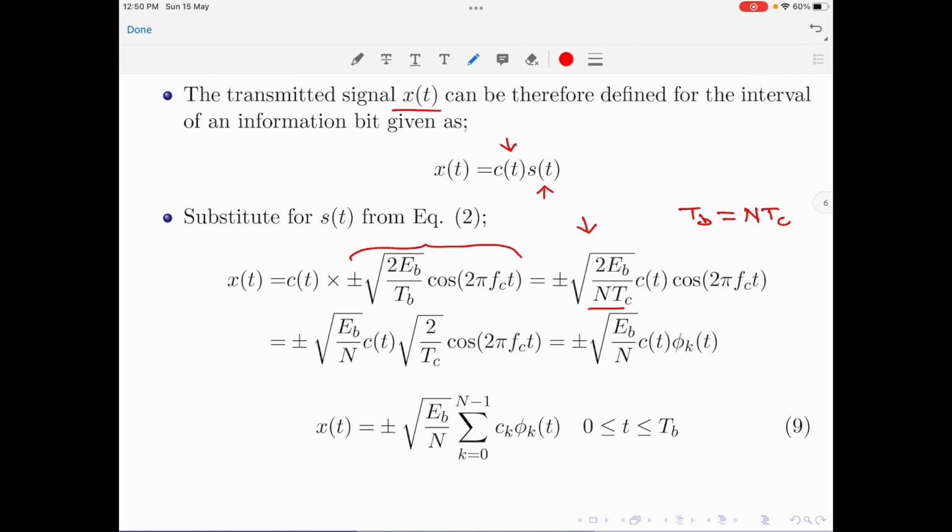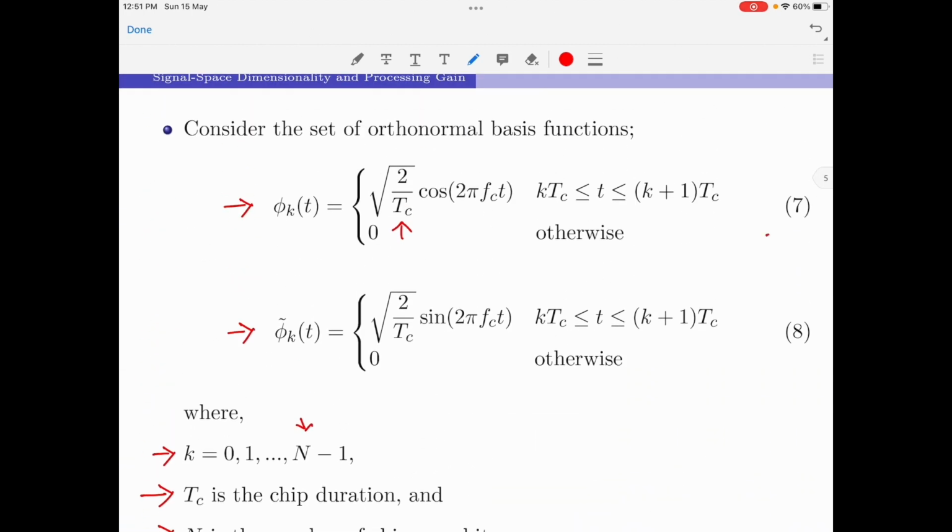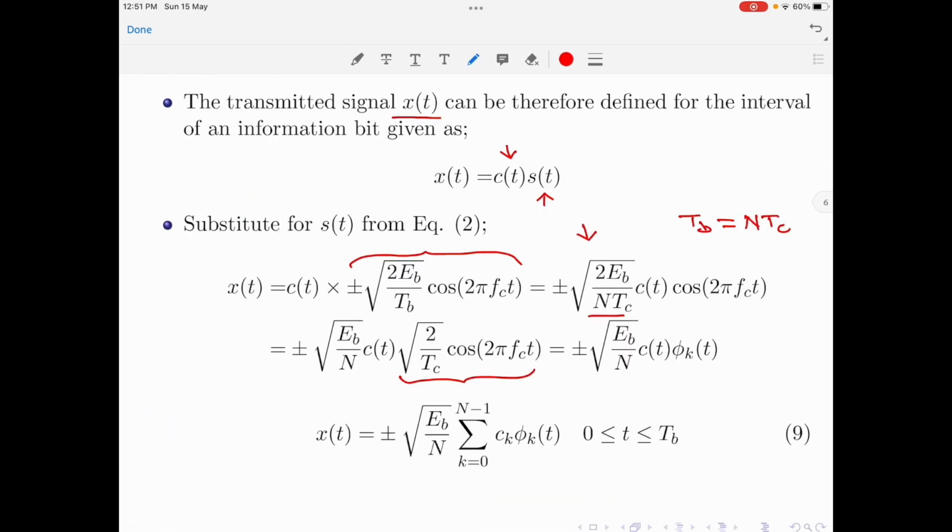Let me now split the contents of this square root here. I will write it as plus or minus square root of Eb by N followed by c of t. Then I will write the rest of the square root term, which is square root of 2 by Tc cos 2 pi fct. Now, if you look at this part carefully, this is nothing but the first orthonormal basis function we have defined previously, which is equation number 7. So, in my next step, I will replace this by phi k of t.